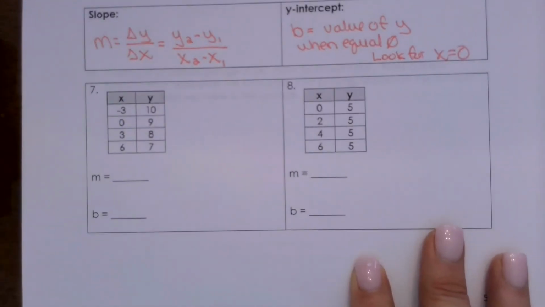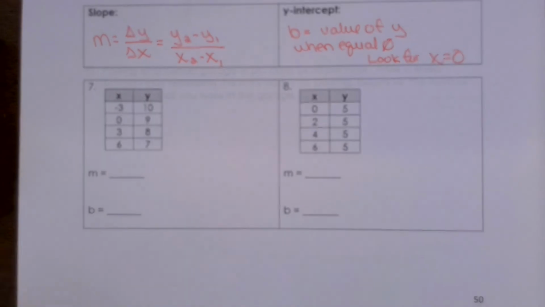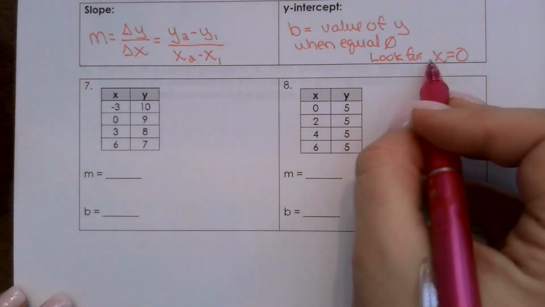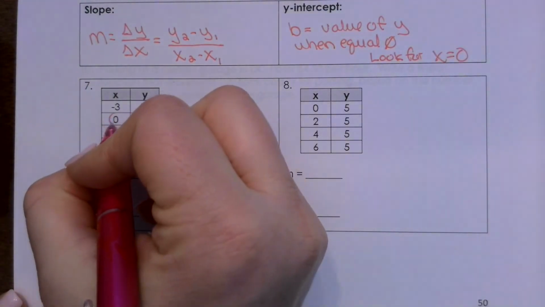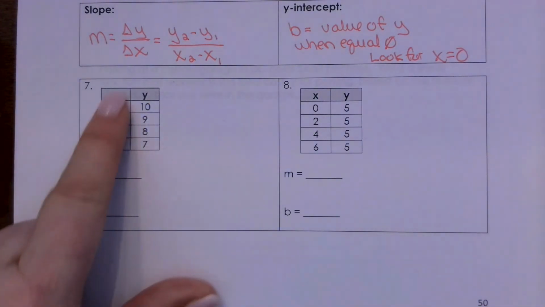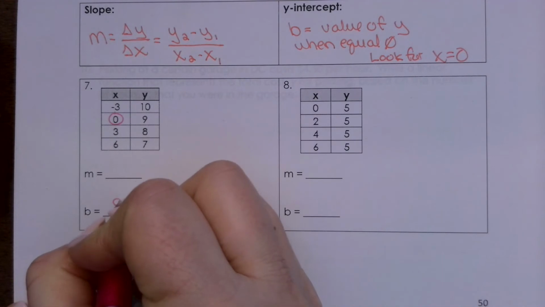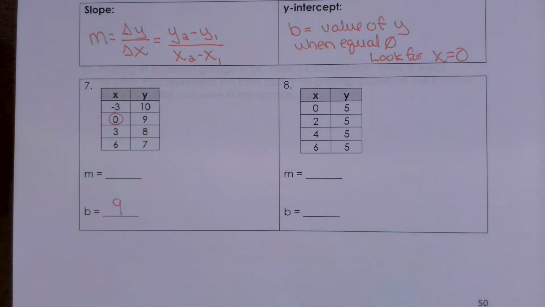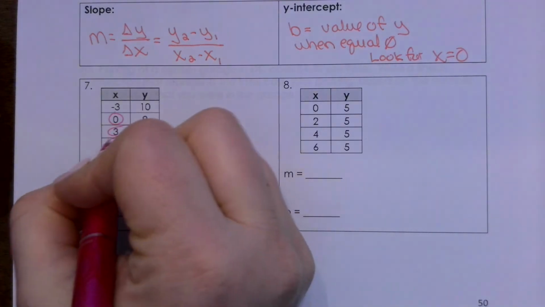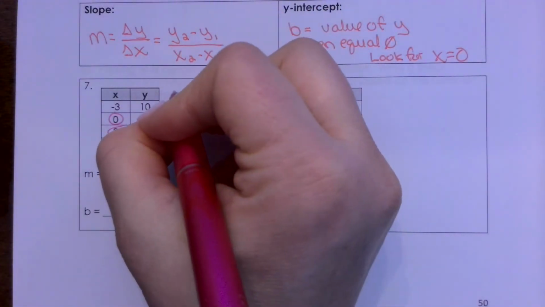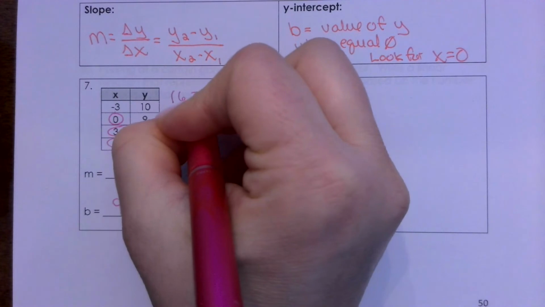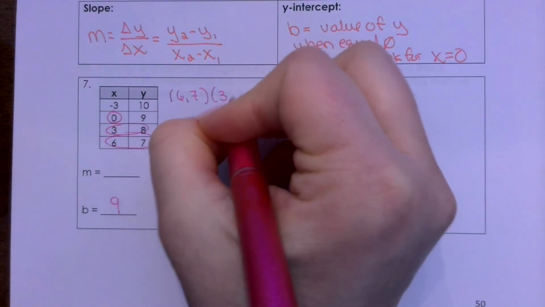So let's take a look at these tables of values and see what we can make of them. First thing I'm going to look for is my y-intercept. I'm looking for x equals 0. Here it is, right? X column, x equals 0, y equals 9. That's b. Now I need to find my slope. So I'm going to use these 2 points. I'm going to write 6, 7, and 3, 8.